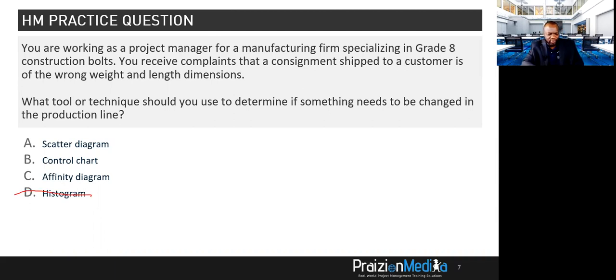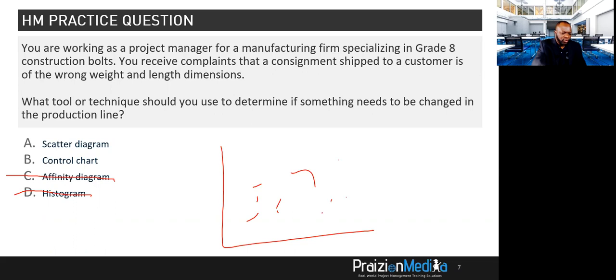C, affinity diagram. Affinity diagrams are used to group ideas or information. That's all. It doesn't tell you anything. Scatter diagram. Remember the scatter diagram? What does it show you? It shows you if there's a relationship, either directly like that, or it could show you if there's an inverse relationship, but that's it. It does not tell you if something needs to be fixed on the production line.